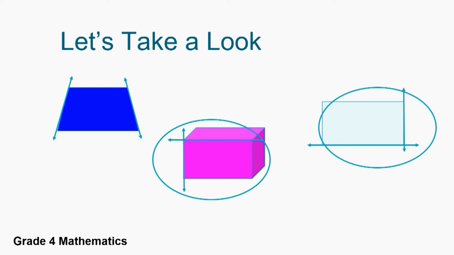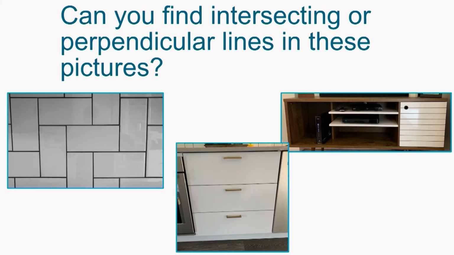These lines would create right angles at the point where they cross. They are examples of perpendicular lines. Where do you see intersecting or perpendicular lines or line segments in these pictures?